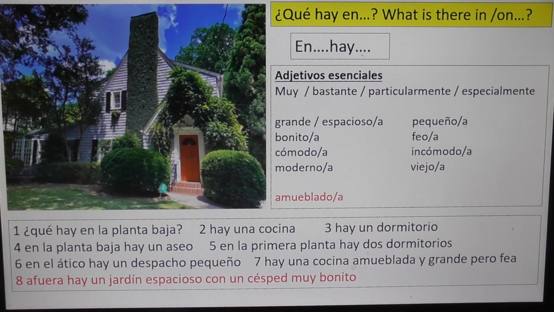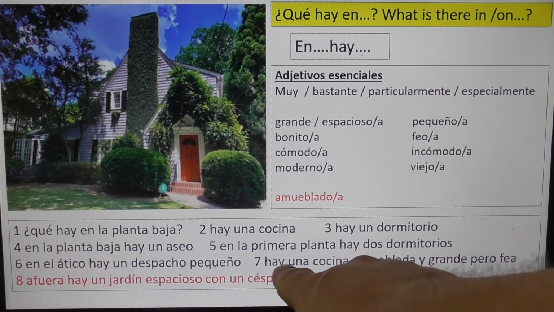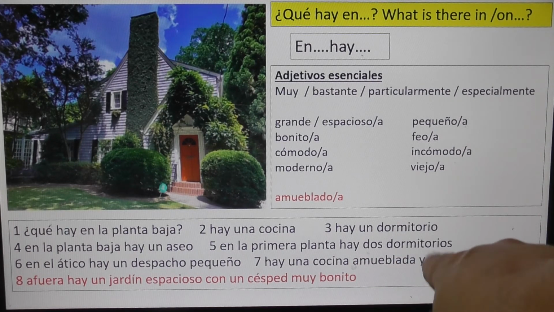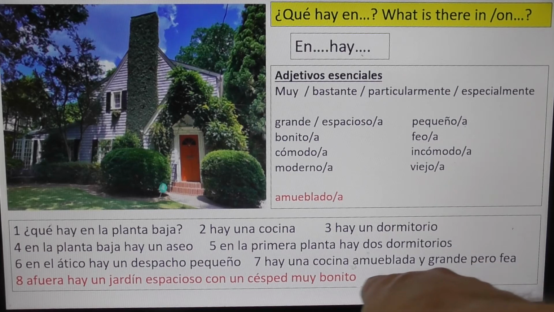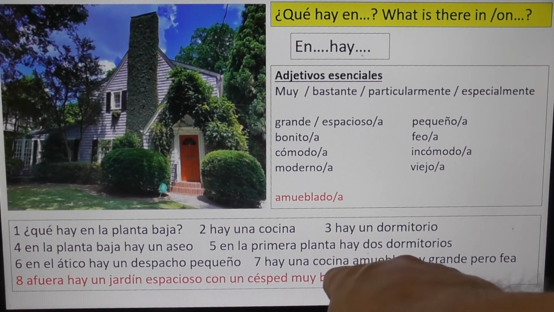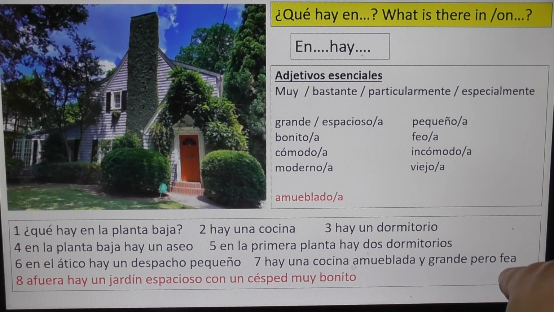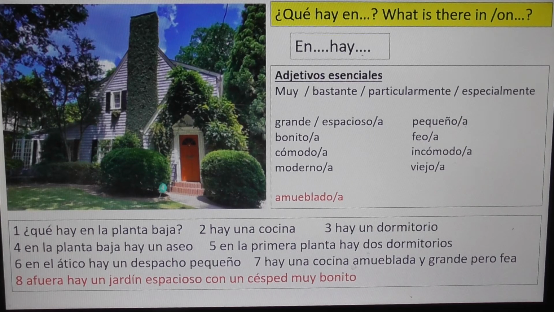7. Hay una cocina amueblada y grande pero fea. There is a fitted and large or big kitchen, but ugly. Remember, we've got our gender agreements here with these adjectives. The A refers to the fact that the noun is feminine. Una cocina amueblada fea. And finally, number 8. Afuera hay un jardín espacioso con un césped muy bonito. Outside, there is a spacious garden with a very pretty lawn.